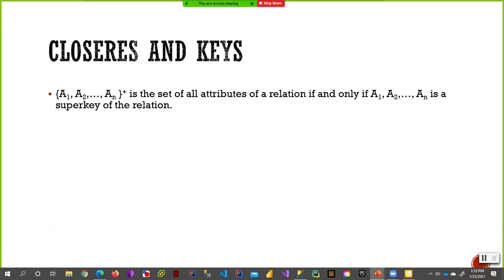Real quick. Is there any way that you can use some sort of reverse closure algorithm to determine the best key from a set? So the best key, I wouldn't consider that a thing. It's either a key or it is not.